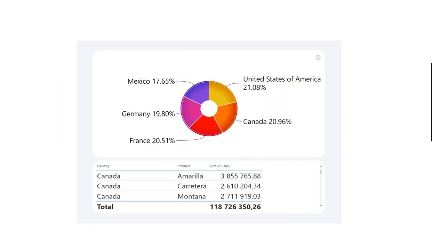So this is the use of the donut chart and how we can use it for any country. We are showing here the product and sum of sales for a country. So how can we show this?